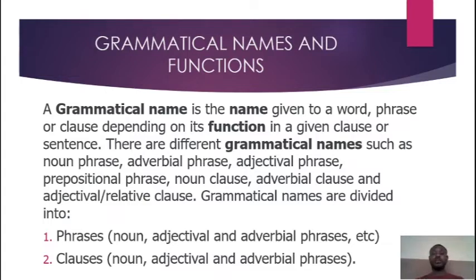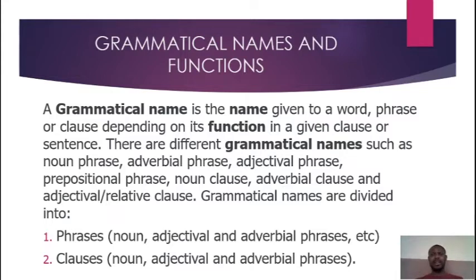Now, there are different grammatical names such as noun phrase, adverbial phrase, adjectival phrase, prepositional phrase, noun clause, adverbial clause, adjectival clause, and the rest. Whenever we talk about grammatical names, we are looking at just three aspects. It's either going to be the noun clause or the noun phrase, or the adjectival phrase or adjectival clause, or the adverbial phrase or adverbial clause. So these are the three specific areas that this topic dwells on.